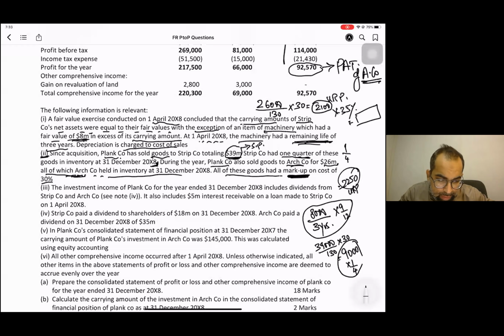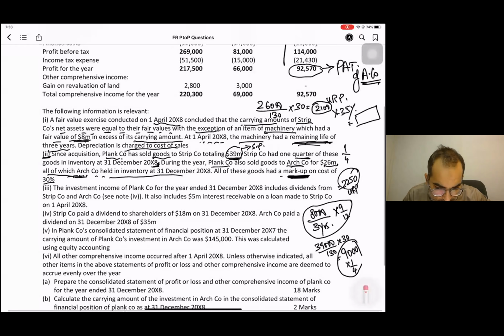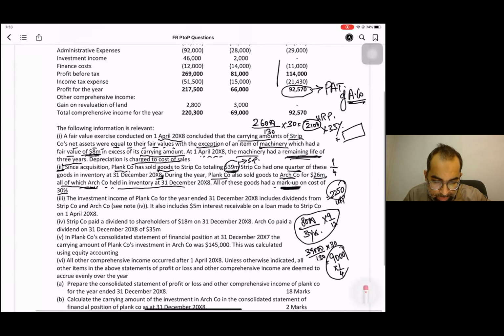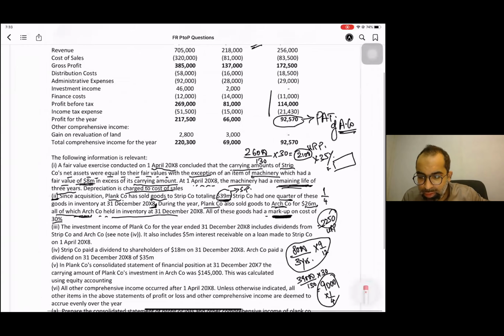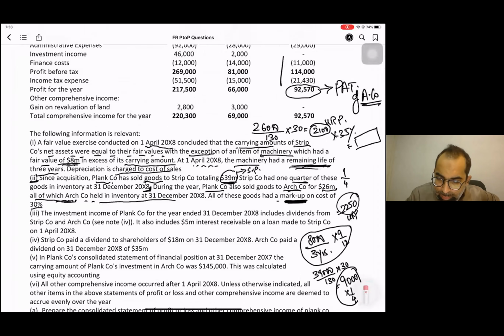I think holding is 30%. Wait, let me check. Sorry. Holding is 35%. So 6,000 times 35% is how much? 6,000 times 35% is 2,100. So this 2,100 we'll adjust. And how do we adjust?